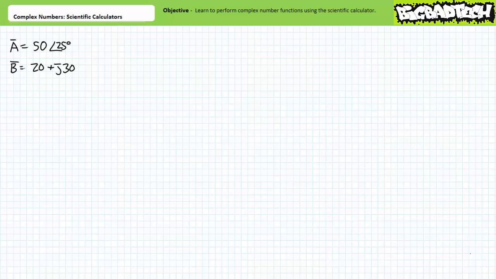Now that we're familiar with entry, interpretation, conversion, and basic operations of complex numbers using the scientific calculator, let's examine addition, subtraction, multiplication, division, and exponentiation of complex numbers using the scientific calculator. For one of our initial examples to demonstrate these operations, let's again use complex number A expressed using polar format as 50 at an angle of 25 degrees, and complex number B expressed using rectangular format as 20 plus j 30.